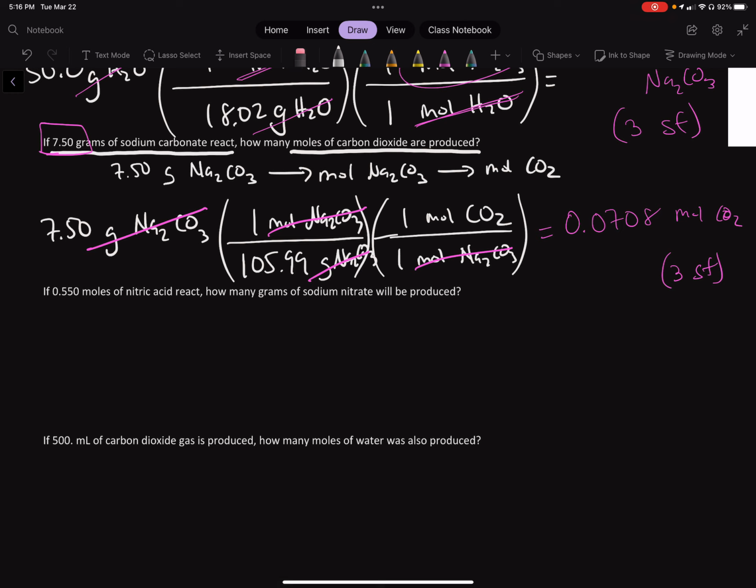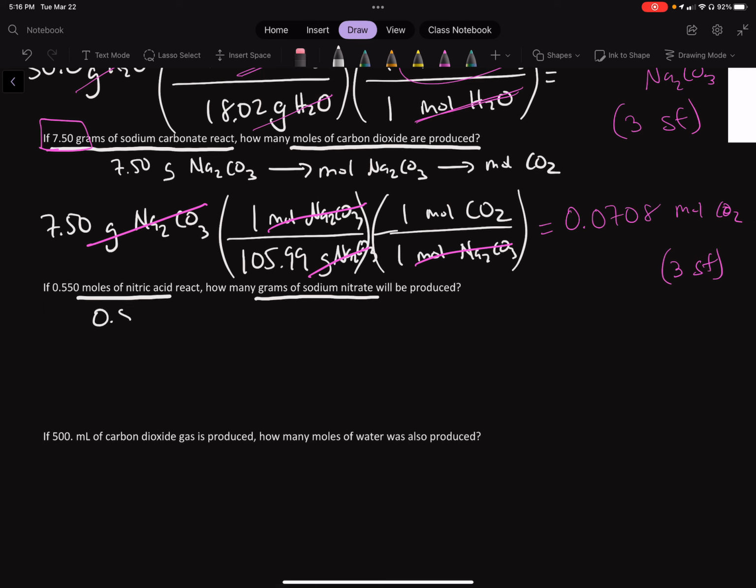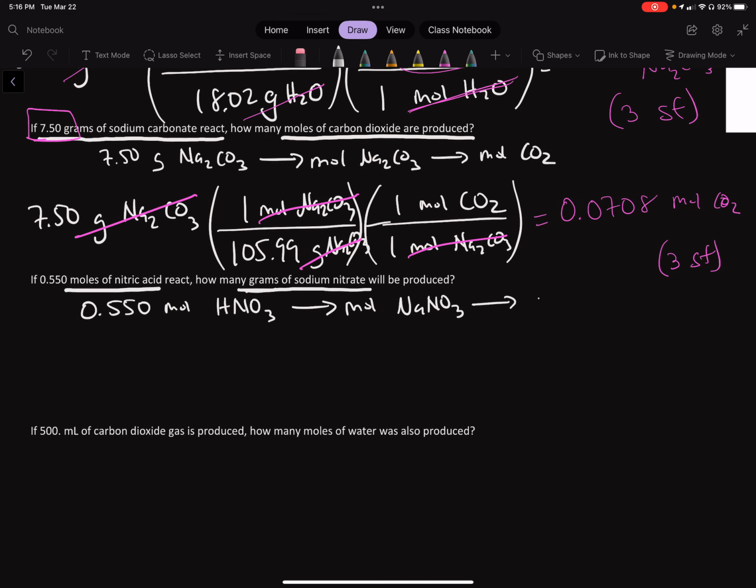All right, next part. It says if 0.550 moles of nitric acid react, how many grams of sodium nitrate will be produced? So again, our strategy, let's map this out. We have 0.55 moles of nitric acid. That was the HNO3. We need to convert that to moles of sodium nitrate. So we can jump right into using the mole-to-mole ratio because we're already in moles of nitric acid. So we would convert it to moles of NaNO3, the sodium nitrate. And then since it's asking for grams, then we'd have to convert to grams of sodium nitrate.